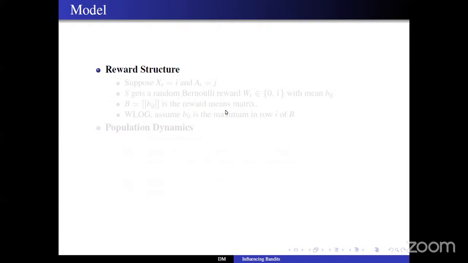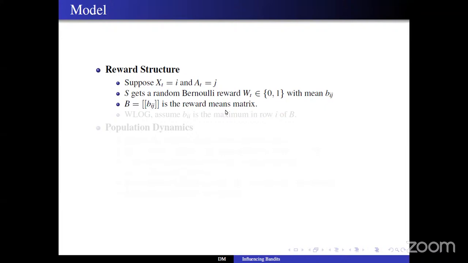Okay. So, the reward structure is this. Suppose the arriving user is of type i. Remember that it can be type 1 or 2, so i can take values 1 or 2. And the recommended arm is r_j. When the system recommends r_j to the user i that arrived at time t, there's a reward at that time that we call W_t. It's a Bernoulli reward, and the mean of this Bernoulli reward is b_ij. Mind you, the reward depends on the type of the user and the arm. So b_ij is the expected reward if user i is shown r_j.